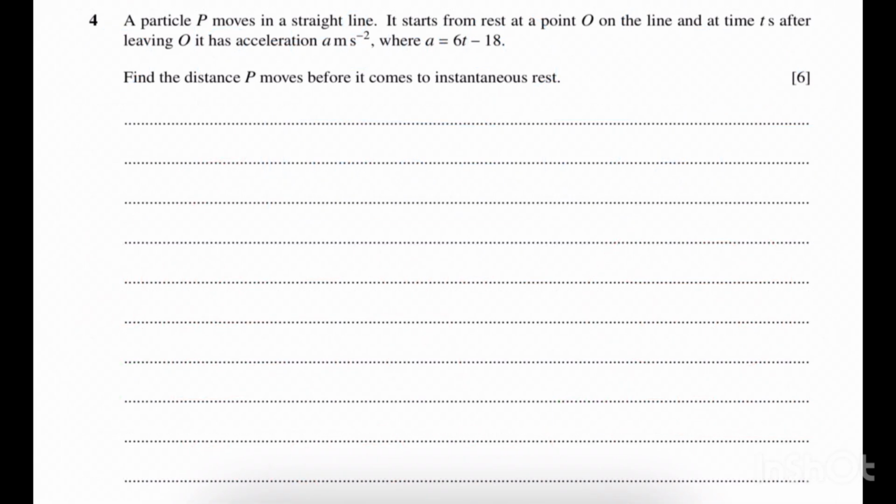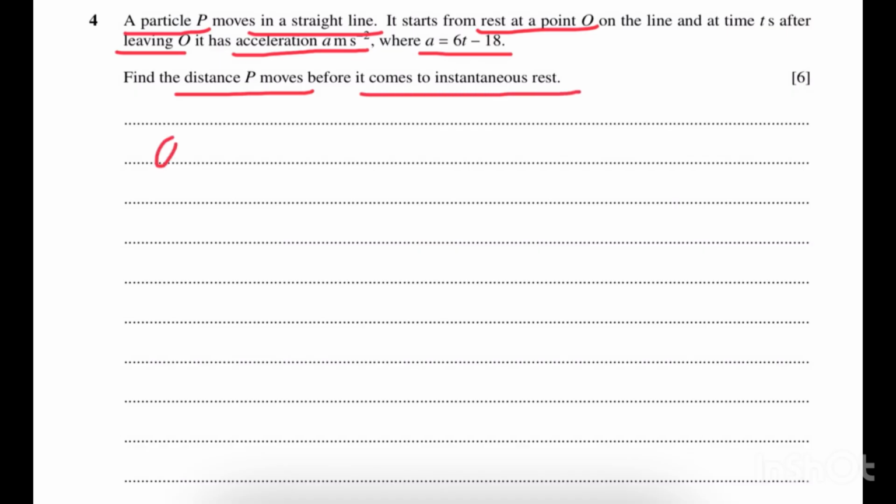They say that a particle P moves in a straight line. It starts from rest at a point O on the line, and at time t seconds after leaving O, it has an acceleration a meters per second squared, where a is equal to 6t minus 18. Find the distance P moves before it comes to instantaneous rest. For acceleration, we have 6t minus 18, which means there is variable acceleration, so it keeps changing. Hence, we will also have variable velocity as well as distance.